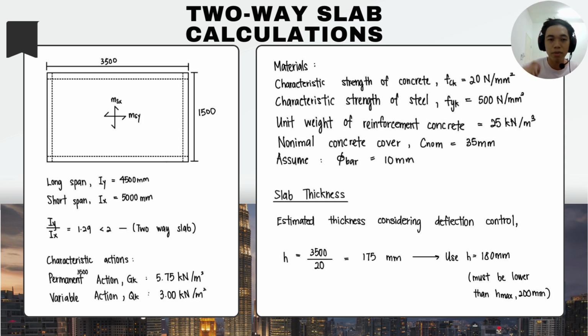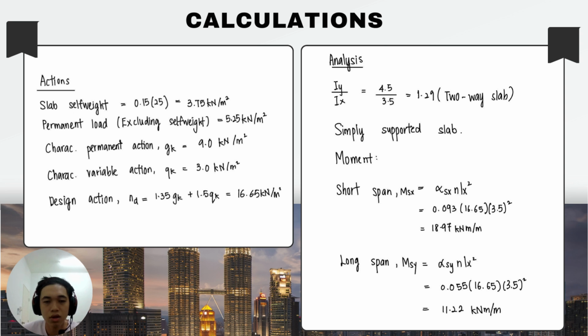So moving on to the two-way slab calculation, as you can see here, the specification is mostly based on the Eurocode to solve it and to know the actual value of the specification of our design. For example, the characteristic action is for the GK 5.75 kilonewton per meter square and the QK is 3.0 kilonewton per meter square. So for the action, we have obtained the design action value, which is 16.65 kilonewton per meter square, from the formula in the Eurocode.